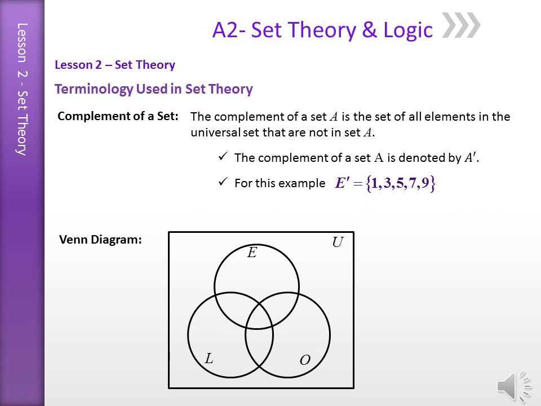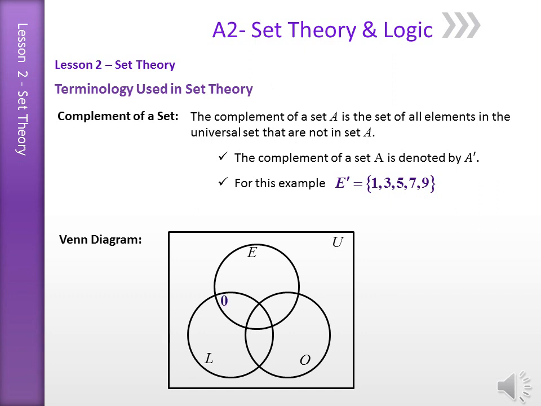Venn diagram. We have seen these before, and what we have in this case is a universal set represented by the rectangle, and the three sets E, L, and O are represented by the circles. We can place the numbers 0 through 9 into the Venn diagram in the correct spots so that we can see the relationship between the sets.